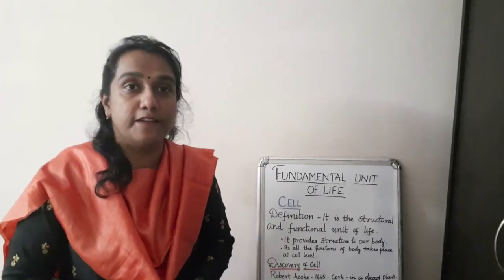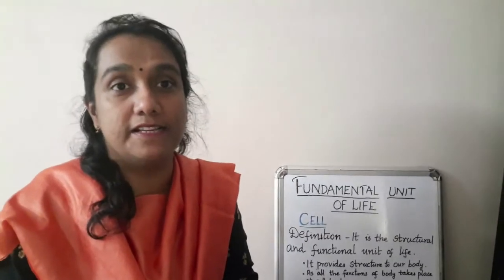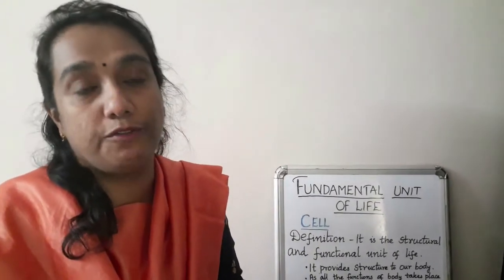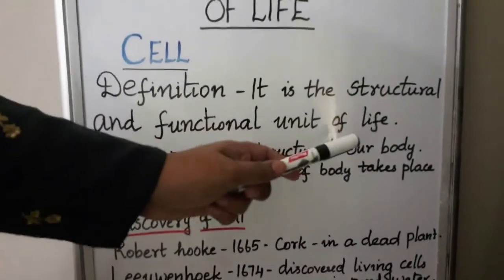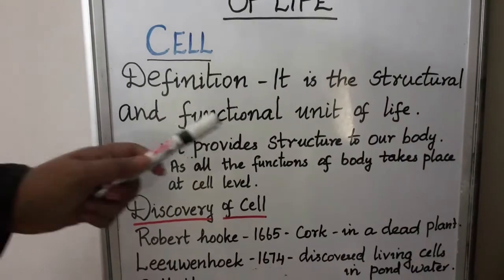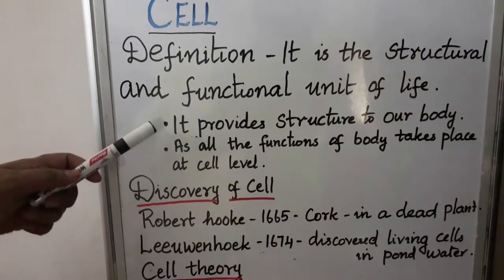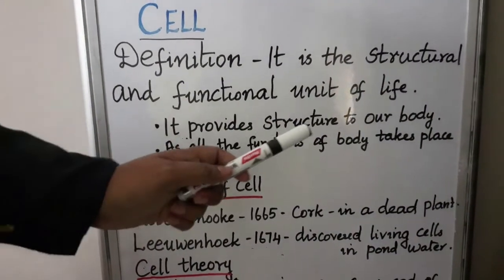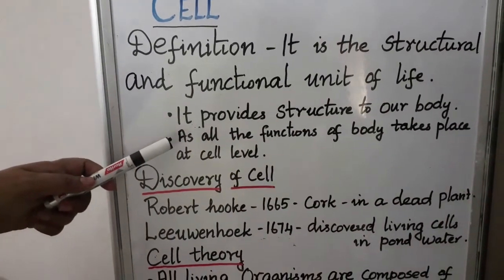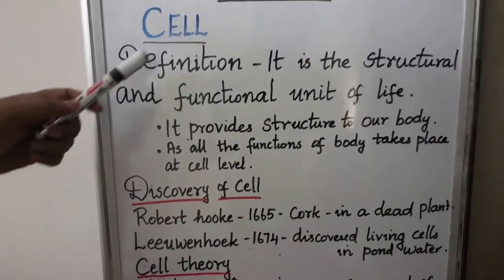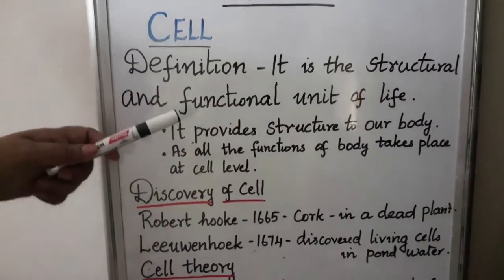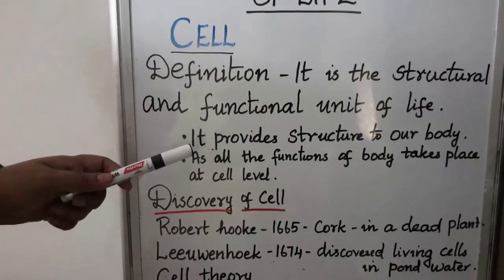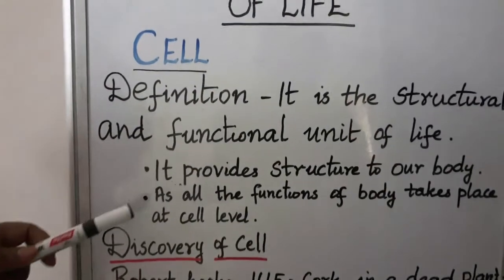So let's see what's the definition of cell. Cells are the structural and functional unit of an organism. So the definition of the cell: it is the structural and functional unit of life. It provides structure to our body, and all the functions of the body take place at the cell level.